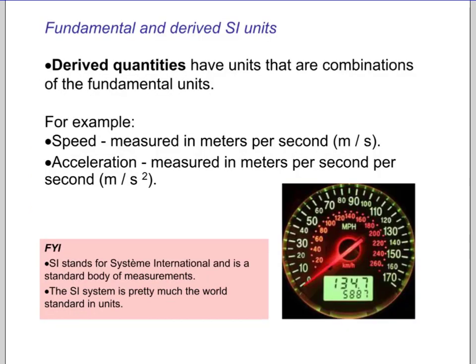Derived quantities are combinations of the fundamental units. So something like speed, for example, is a combination of distance, or meters, per unit time, so seconds. Acceleration is another one. It's measured in meters per second squared. So you use a lot of derived units in all of your sciences. The one you're probably most familiar with at this point in time is kilometers per hour or miles per hour, but miles per hour is not our metric system.